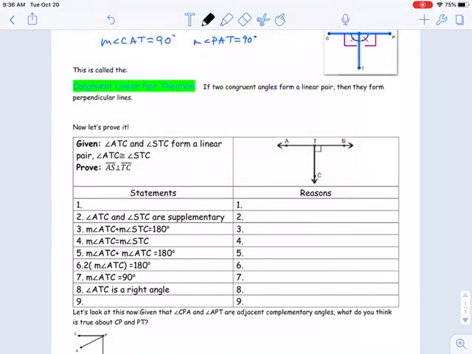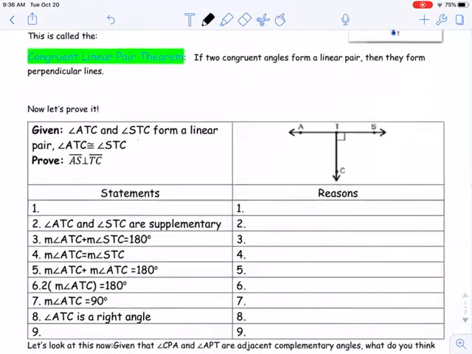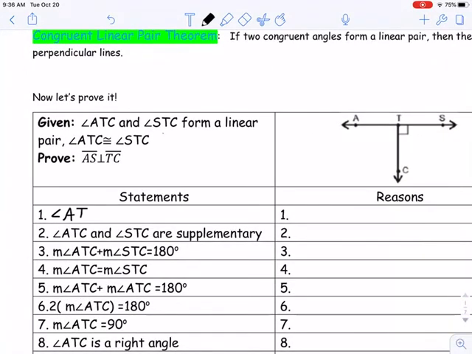All right, so angle ATC and angle STC form a linear pair. We're gonna prove that ATC is congruent to STC. Or excuse me, I misread. That's a given. We're not proving that. We're proving that they're perpendicular. All right, had a brain fart. ATC, STC, linear pair. That's what LP stands for, and they're congruent. Given.